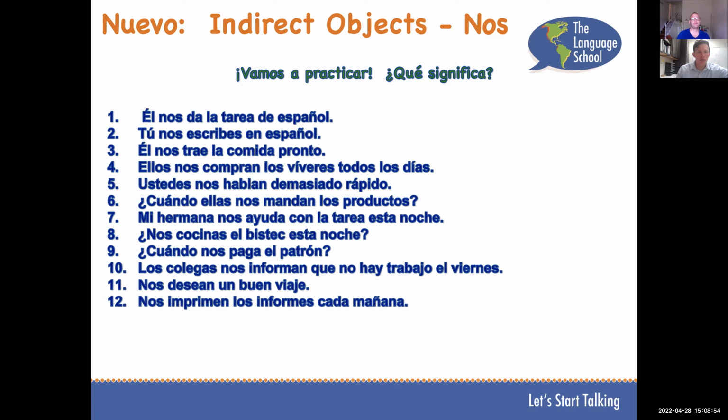Very good. 7. Mi hermano nos ayuda con la tarea esta noche. My sister helps us with the homework tonight. 8. ¿Nos cocinas el bistec esta noche? Are you cooking us steak tonight? 9. ¿Cuándo nos paga el patrón? When will our boss pay us? 10. Los colegas nos informan que no hay trabajo el viernes. The colleagues inform us there's no work on Friday.